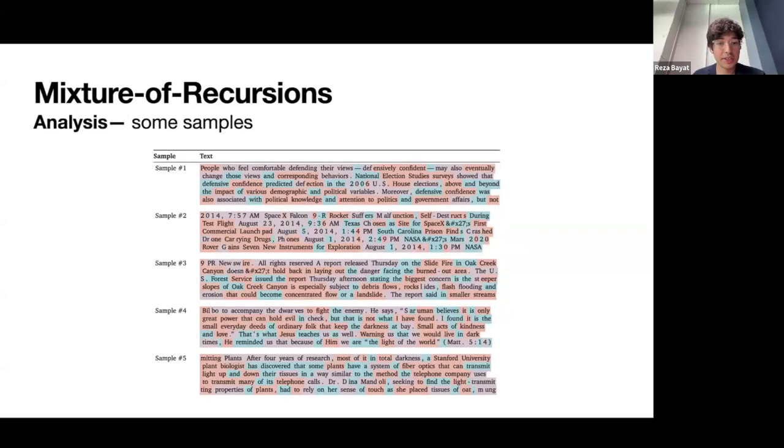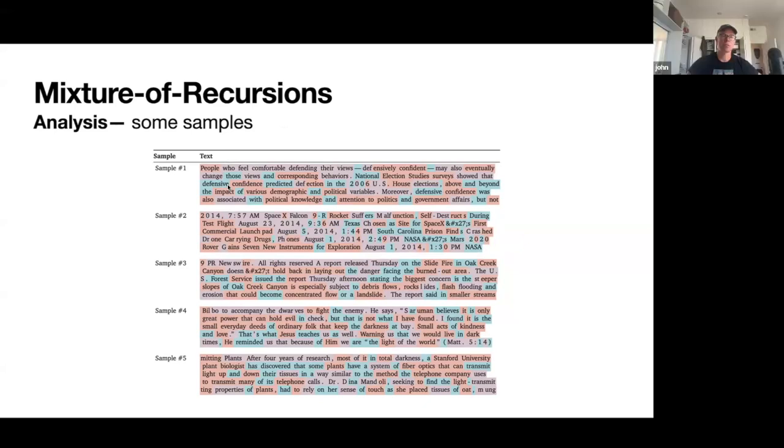And the last thing is some samples of how these mixtures of recursions look. You can see that there is a mix of computation based on the difficulty of the samples, the difficulty of the tokens, or some other statistics. I just wanted to show this last part, that there is actually a mixture of this.